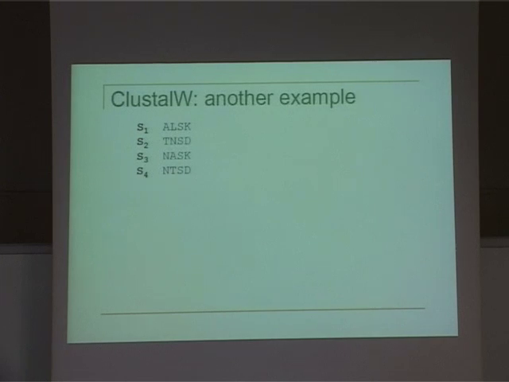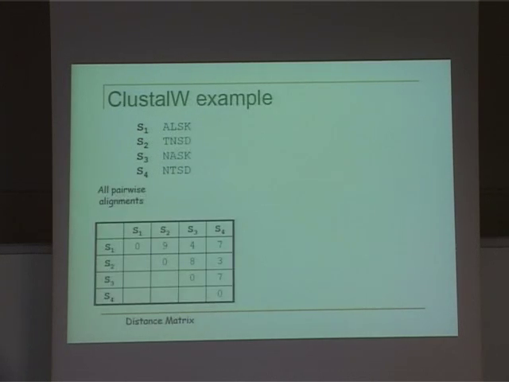Here's another example of Clustal W. This time we have a distance matrix instead of a similarity matrix. As I said, distance and similarity are the same concepts. One of them is the inverse of the other. In the first, similarity one, you are looking for the maximum similarity when you're choosing. If you have distances, you will be choosing the minimum distance.